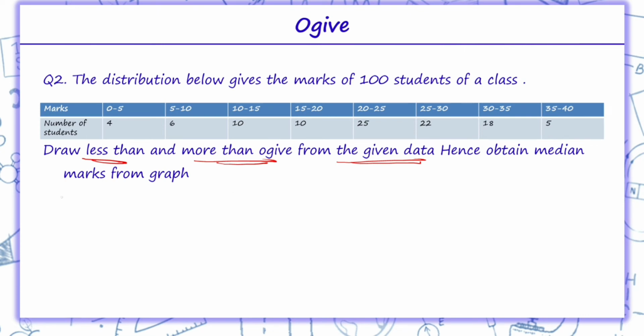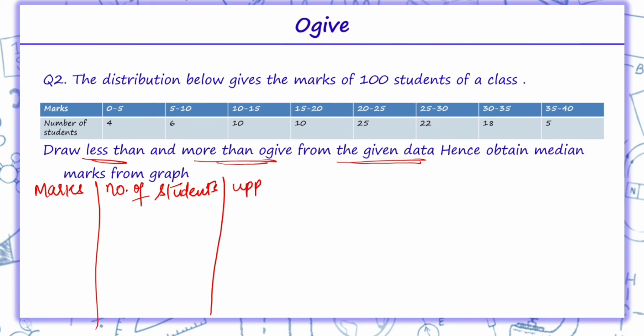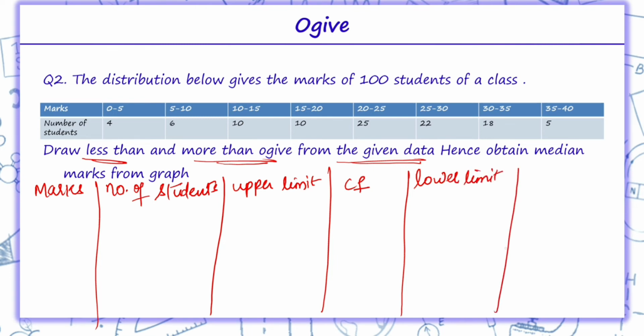over here first we will write marks, then we will write number of students, so for less than Ogives we will take upper limit. So here we will write upper limit. For upper limit we will take cumulative frequencies, and then we will write over here lower limit, because for more than ogives we have to take lower limit and their cumulative frequencies.